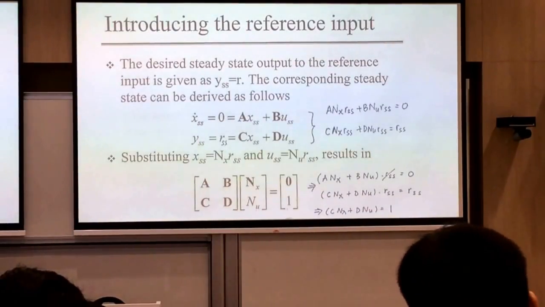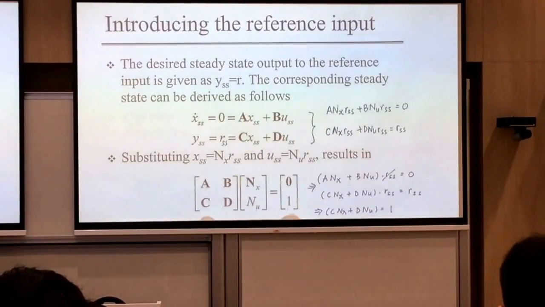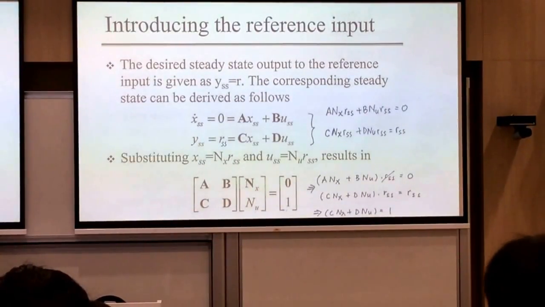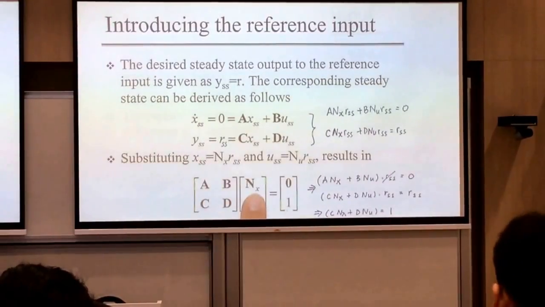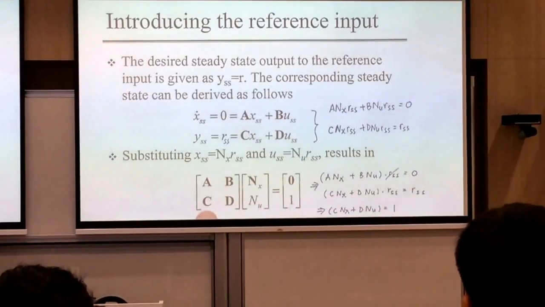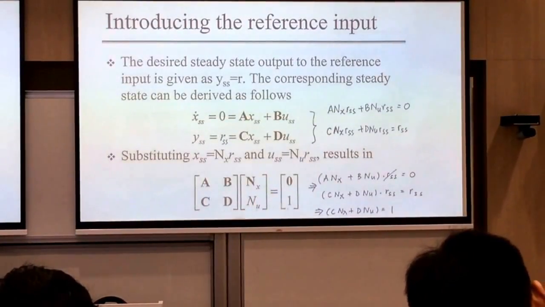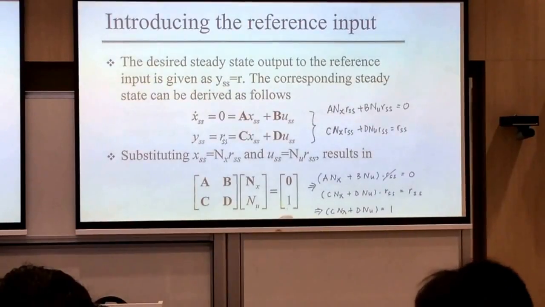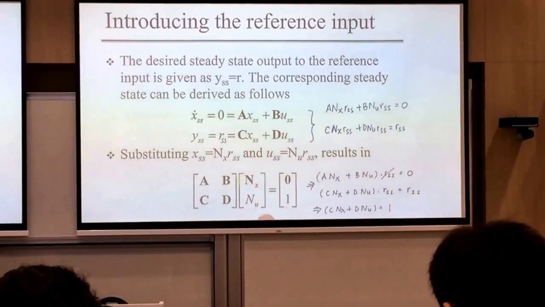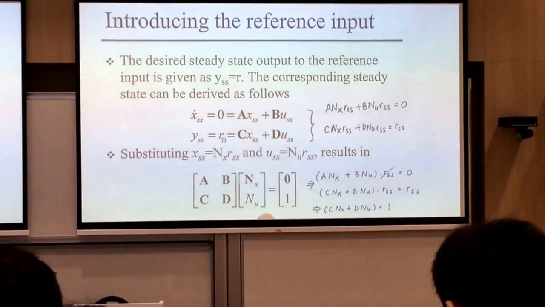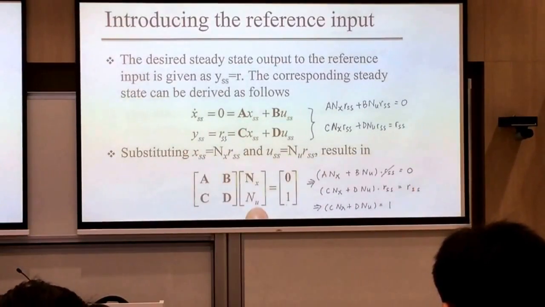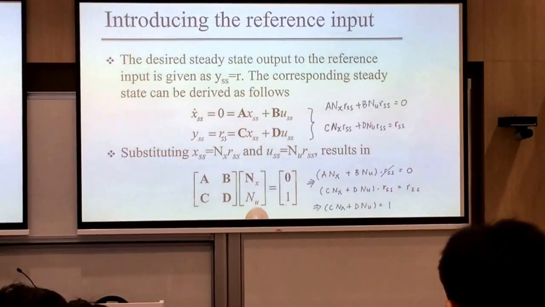Put them into matrix format. So A, B, C, D here, N_x and N_u. So A times N_x plus B times N_u equals 0, C times N_x plus D times N_u equals 1. So from here you get this. Understand? Yes? From these two equations, you get this. Is this okay? Yeah.